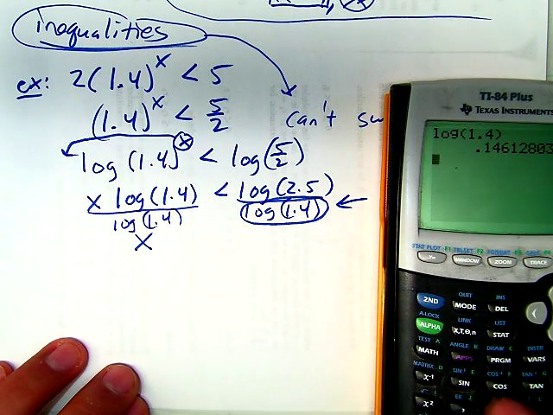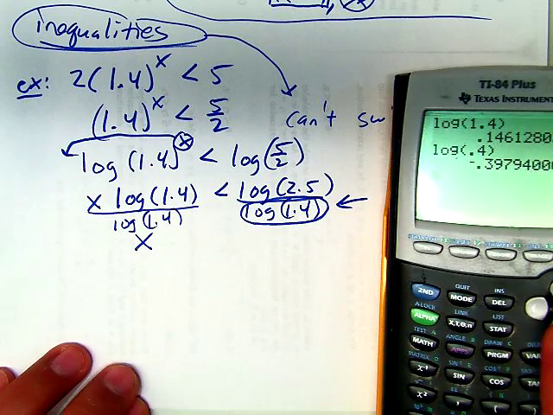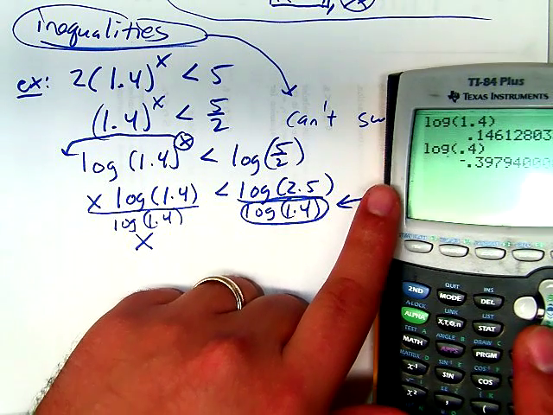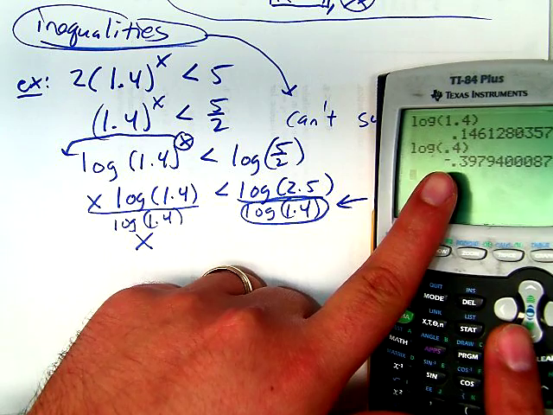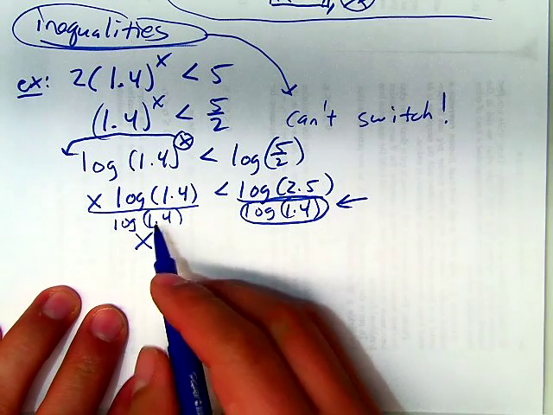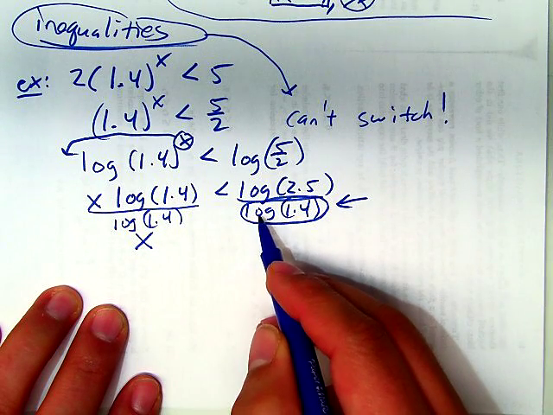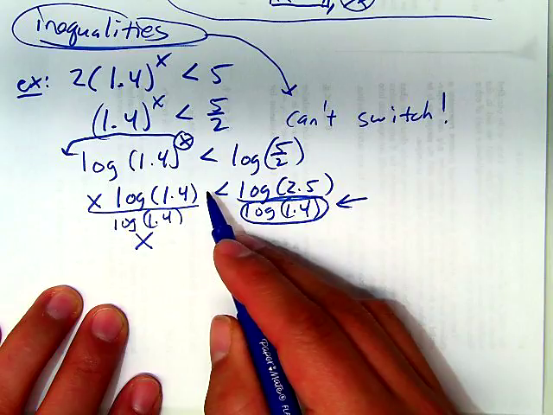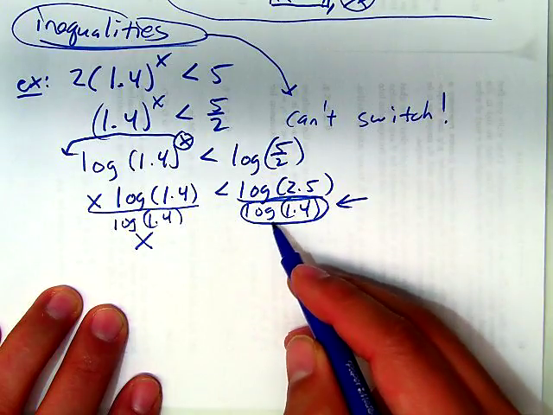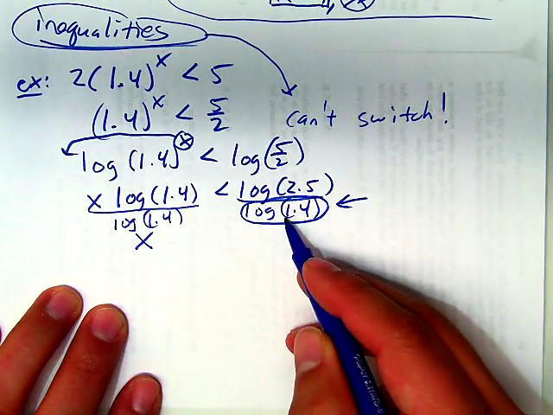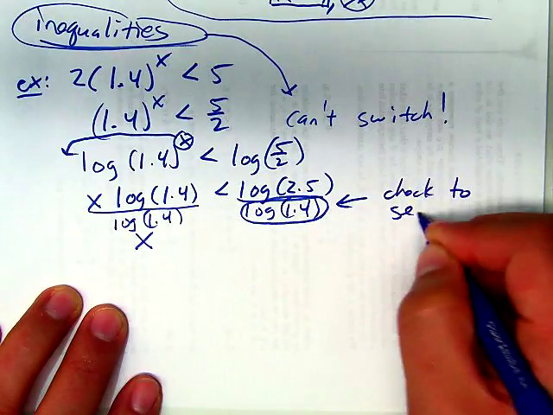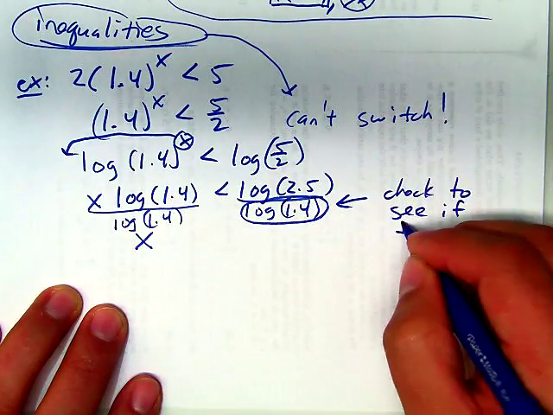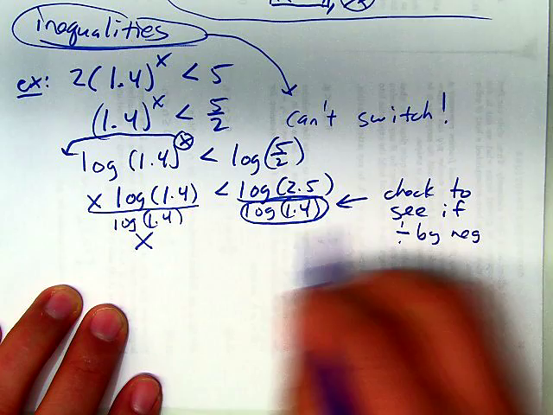Let's say that we were dividing by log of 0.4. If we're dividing by log of 0.4 as opposed to 1.4, you see that it's actually a negative number. So you have to be very careful because you have to remember that if you divide by a negative number, the symbol actually switches. And sometimes it's hard to see that with logs if you have a negative or a positive that you're dividing by. So you always want to check here to see if you divided by a negative. If not, then you're good.